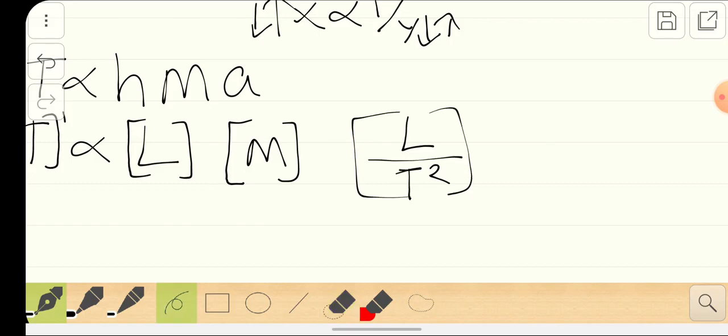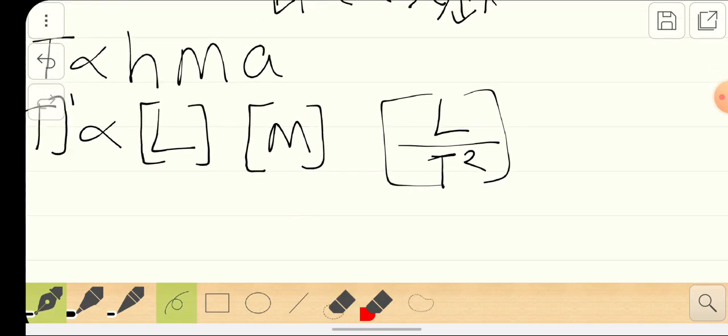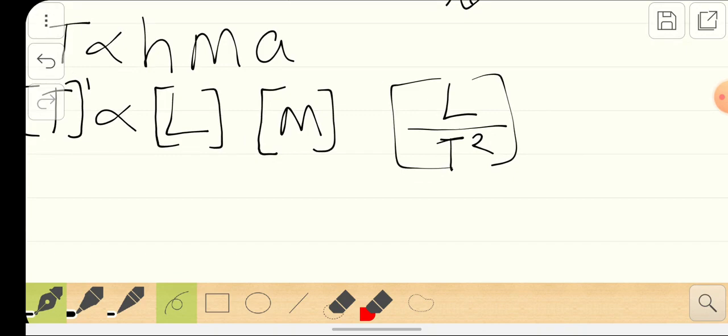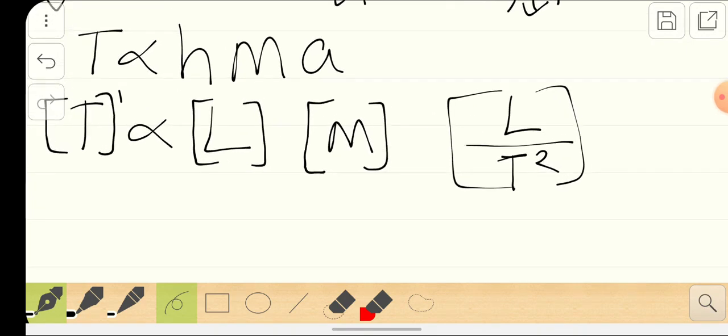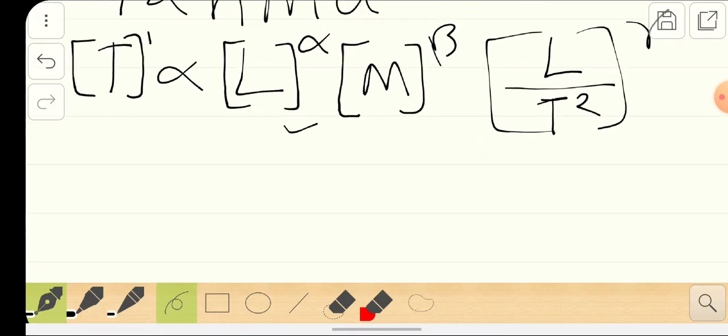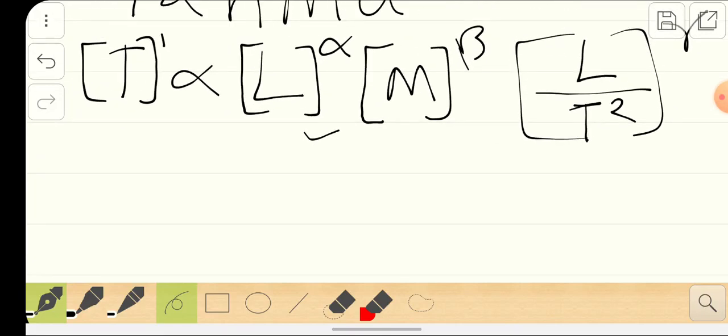We don't know how much it is directly dependent, so let's put down some exponents. Let them be alpha, beta, and gamma. We don't know how much it depends on each, so we are going to put some power. It could be L square, it could be m square, it could depend upon L by t square, the whole raised to 3 by 2, whatever. We need to find out the dependence. Okay, let's use this to find out the dependence. Now how can we use that?